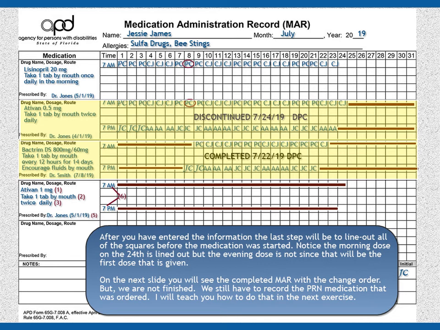On the next slide, you will see the completed MAR with the change order. Make sure your worksheet looks the same. If not, make corrections. We are not finished. We still have to record the PRN medication that was ordered. I will teach you how to do that in the next exercise.